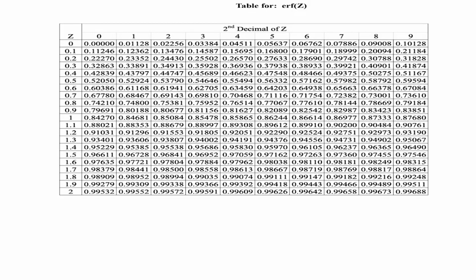The way we read this is, on the leftmost column you have the values of z up to 1 decimal place, and on the topmost row are the values of z in the second decimal place. Right. So, if we want the error function of 0.32, we refer to 0.3 and the second decimal place is 2. So, the error function of 0.32 is 0.34913.